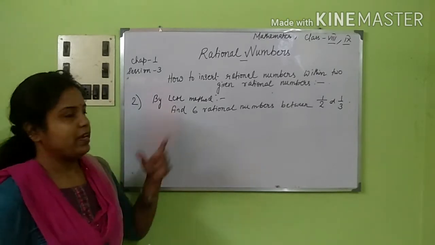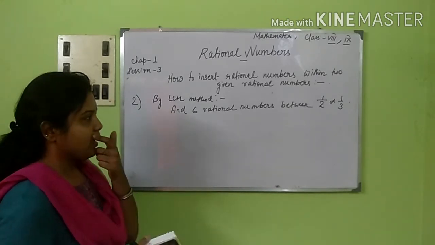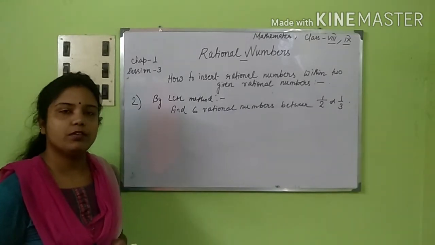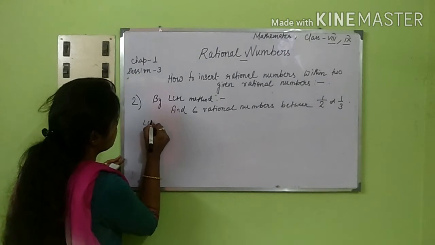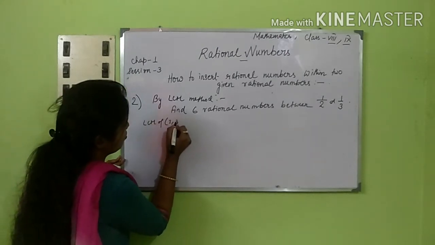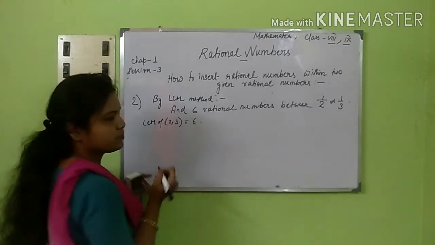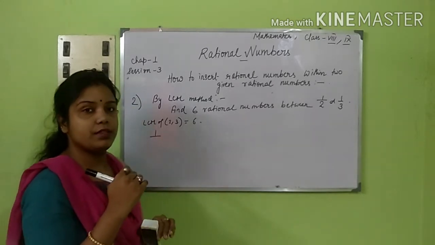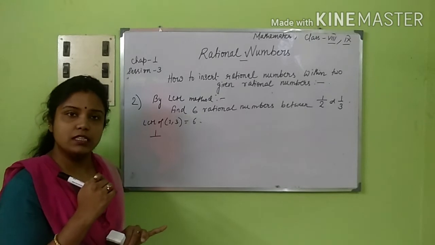So what is the LCM method? First, as we are saying LCM, that means obviously we will be finding out the LCM of 2 and 3. So LCM of 2 and 3 is how much? 6, right? So we have done that comparison method. I think you have seen the first class.